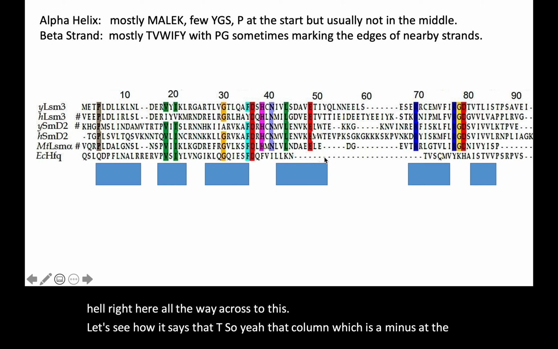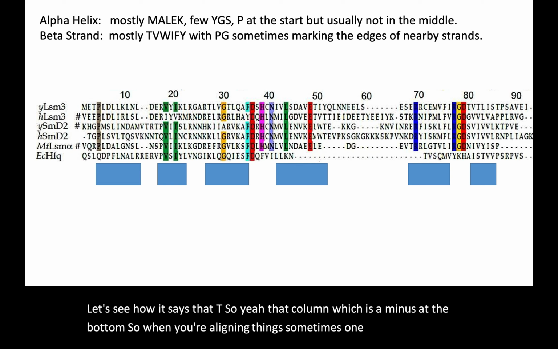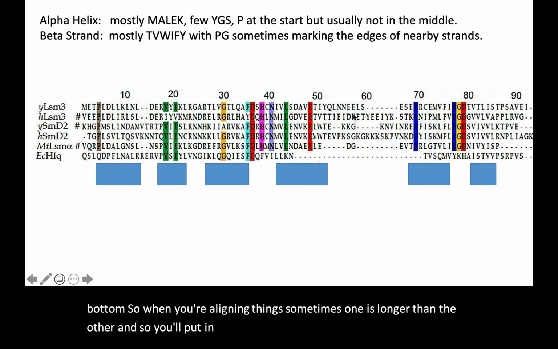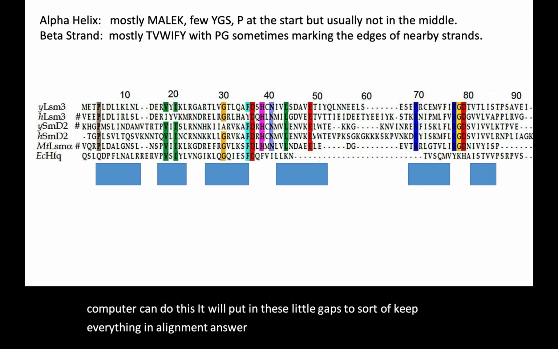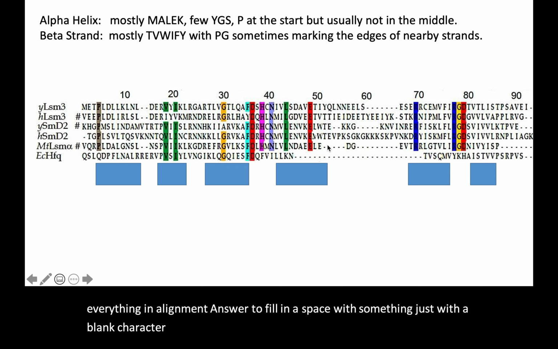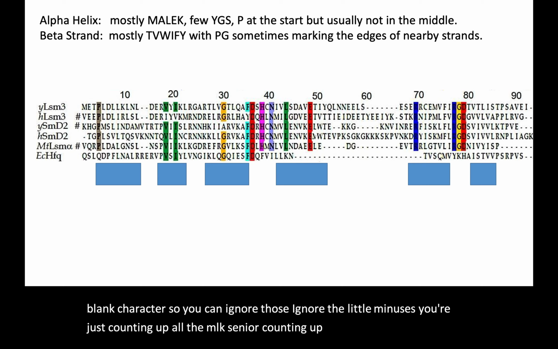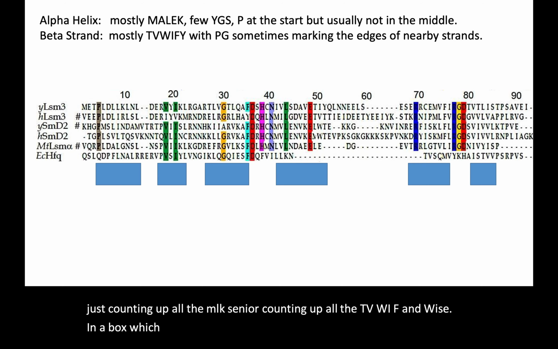When you're aligning things, sometimes one is longer than the other, so you'll put in these little minuses, or rather there are ways that the computer can do this. It'll put in these little gaps to keep everything in alignment and fill in a space with a blank character. So you can ignore those. Ignore the little minuses. You're just counting up all the MALEKs, and you're counting up all the TV, WIF, and Ys in a box. And whichever one has the greater total, you're going to write it down.